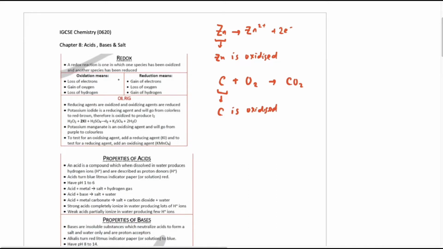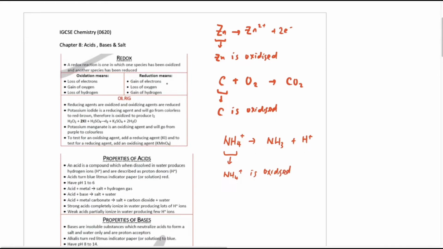Okay, now the next one, loss of hydrogen. Let's say ammonium changes to ammonia plus H+. You can see the hydrogen here changes to hydrogen ion. So this is where the ammonium ion is oxidized, which is the loss of hydrogen.